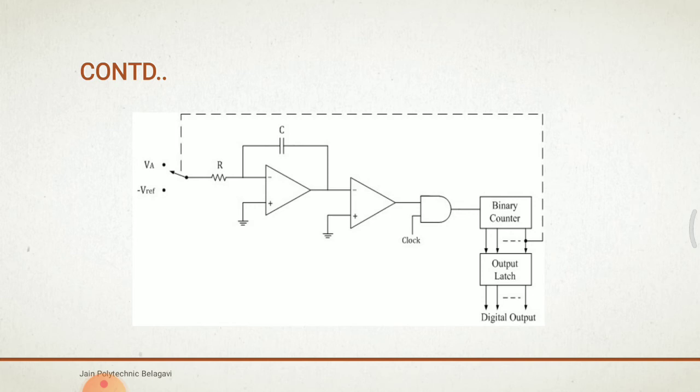Okay, this is the integrator circuit. The output of this integrator circuit is set to 0. We are going to reset it to 0, and the input to the ramp generator or integrator is switched to the unknown analog input voltage VA. Okay, analog, we are going to switch here.